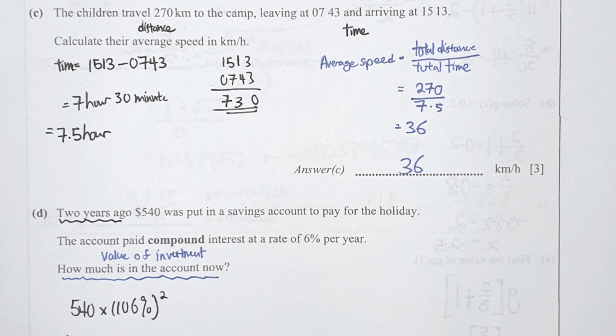Section C, the time is actually by taking 1513 minus 0743. You will get a balance of 7 hours and 30 minutes. So the average speed will be total distance divided by total time, which is 270 divided by 7.5, which is 36 kilometers per hour.